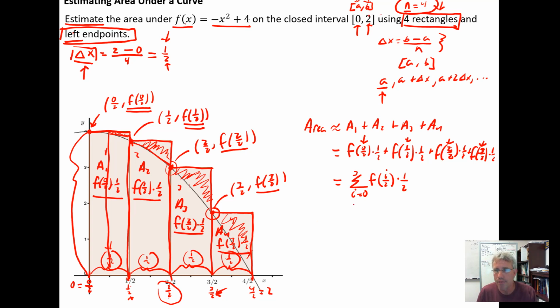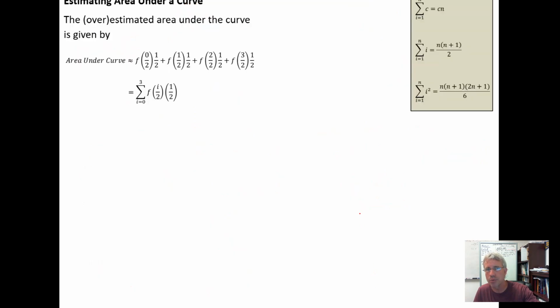So here I have my summation, my sigma notation, giving me the area of the 4 rectangles that I'm using to estimate the area under the curve f of x. And once we have it in summation notation, we don't need to see the picture anymore to evaluate the summation. So I'm going to go to the next slide to give myself some room to write.